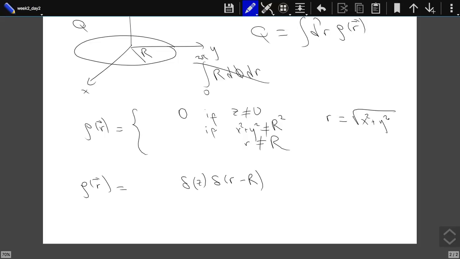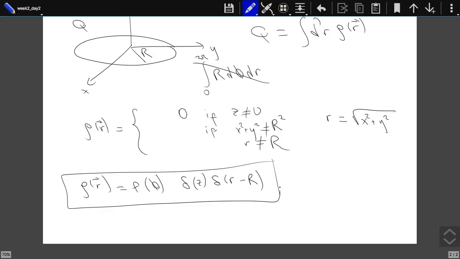And basically, these two make sure that our charge density is 0 everywhere where it should be 0. And of course, we can have a function multiplying these Dirac deltas, and the only parameter left is the angle phi. If we have a ring, this is the most general form of the charge density.